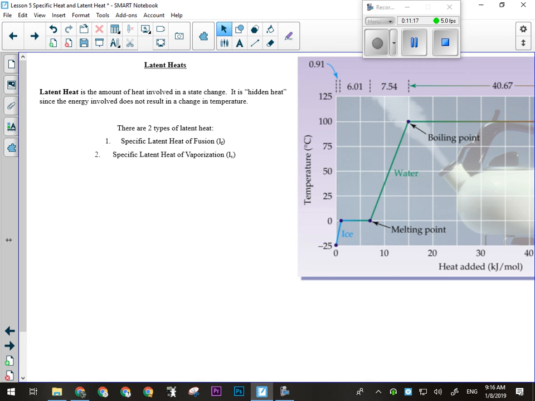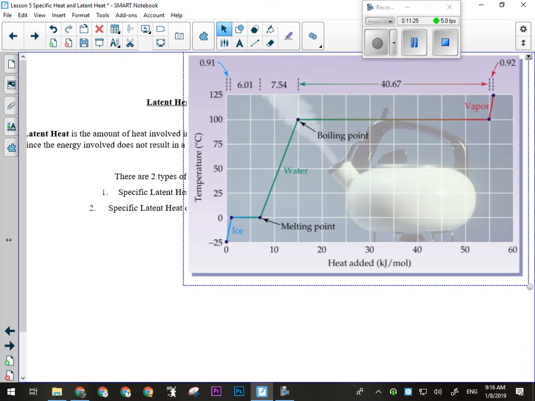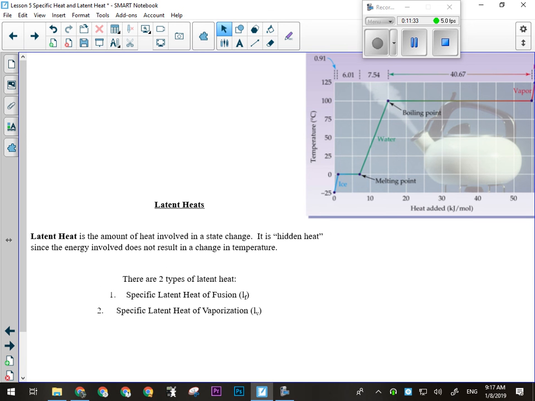Okay, so in your notes, you should have this somewhere. Latent heat is what we call it. We call it latent because it's not something that's necessarily measurable. It's something that happens when something changes state. So latent heat is the amount of heat that's involved in a state change, and this is true for any material, but we apply it to water more than anything because water is the most important thing. It's hidden heat since the energy involved does not result in a change in temperature, and there are two kinds of latent heat.